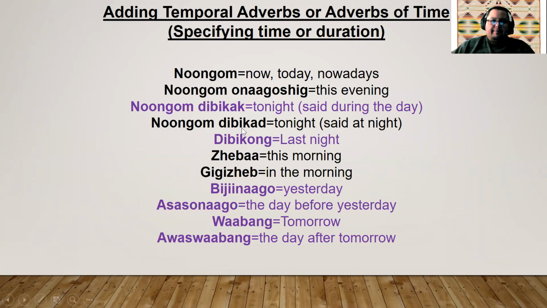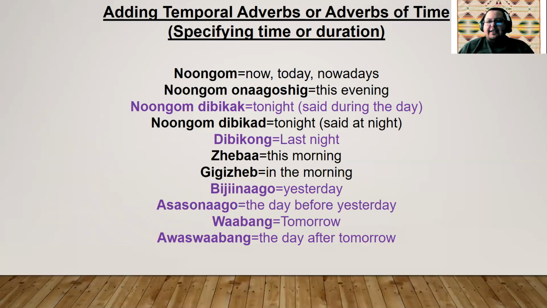So we can say nungam. Nungam is one of our times. That means now, today, or nowadays. Nungam onagoshig, this evening. A word that we can use when we're talking about when it's daytime or when it's afternoon. You could say nungam onagoshig. Or you can say nungam dibikuk. Also said during the day. You don't say that at night.